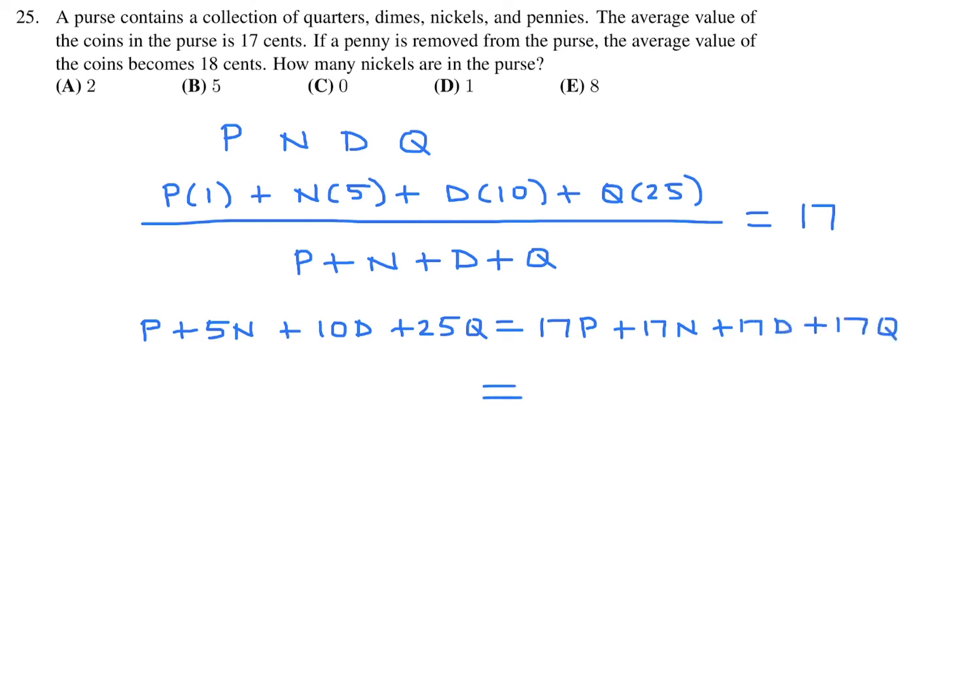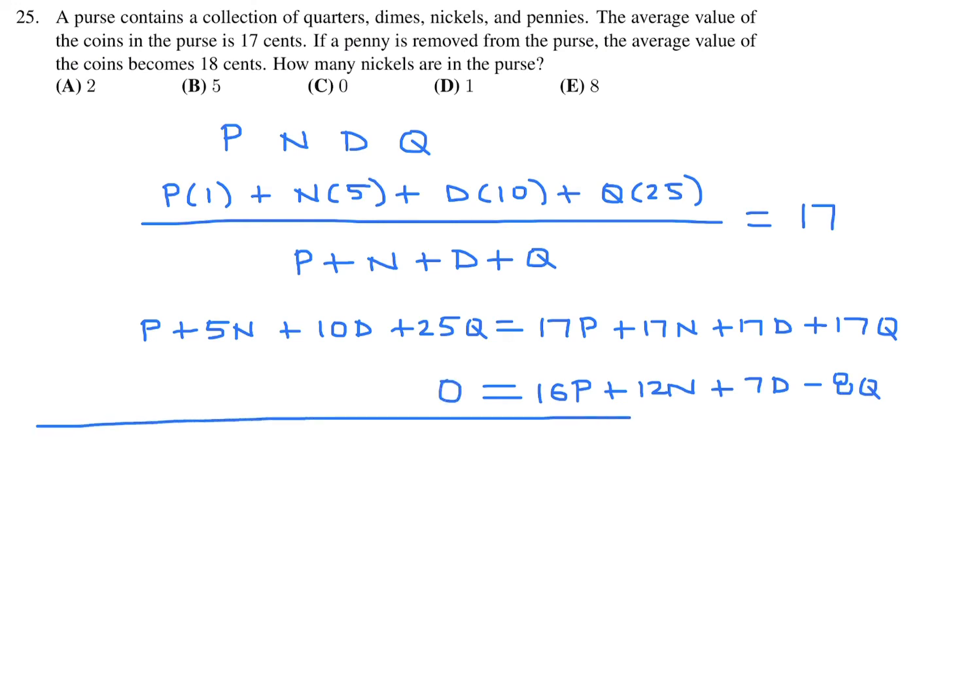And putting everything on one side, you'll get 16P plus 12N plus 7D minus 8Q. Okay? And that's equal to 0. And I think that's about as far as we can go there. Now let's take into consideration the next piece of information in the question.